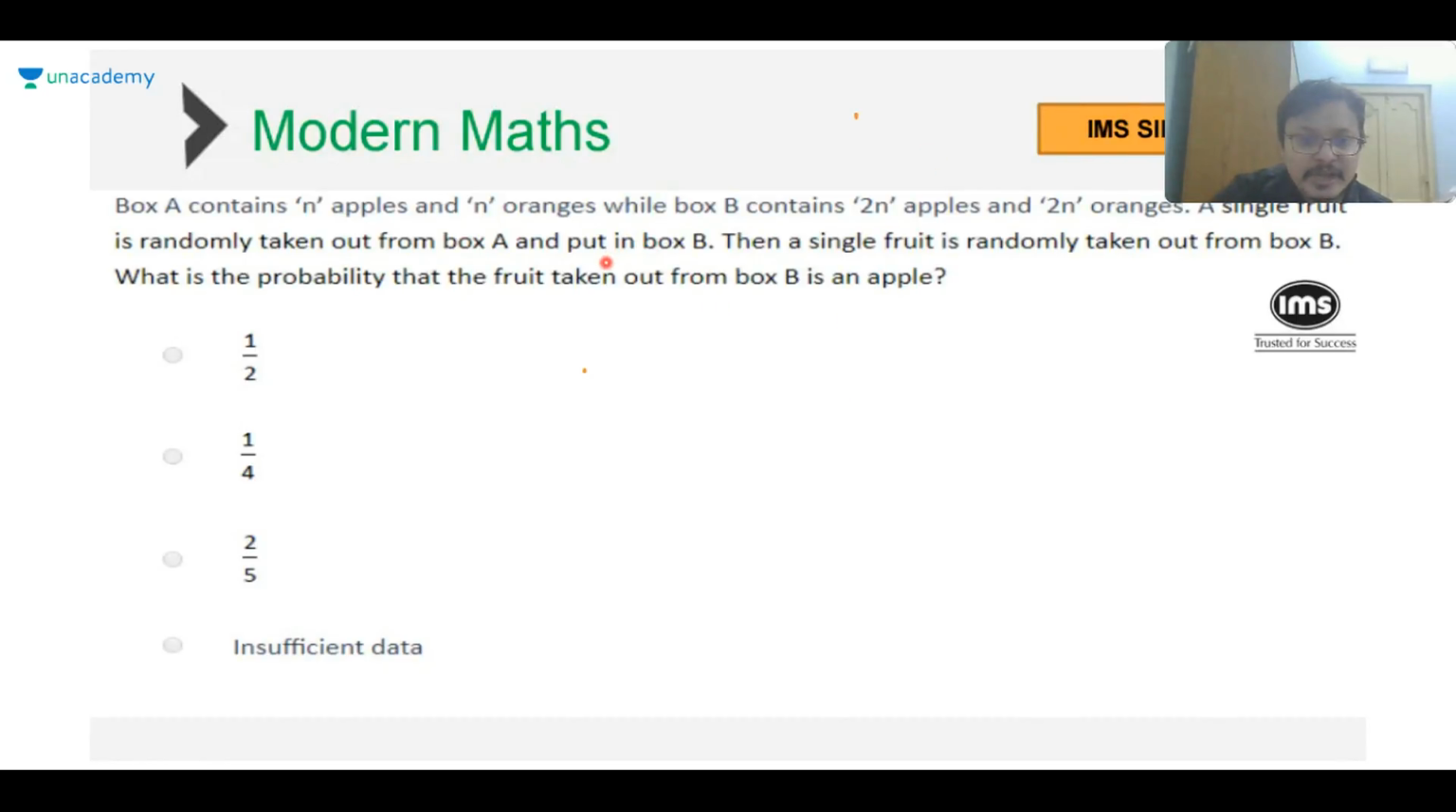Is there any difference in the count of apples and oranges? No. So what should be the probability of either fruit? Half. There is no difference in the count of apples and oranges, so the probability of either fruit appearing should be equally likely. That is, each should be half.